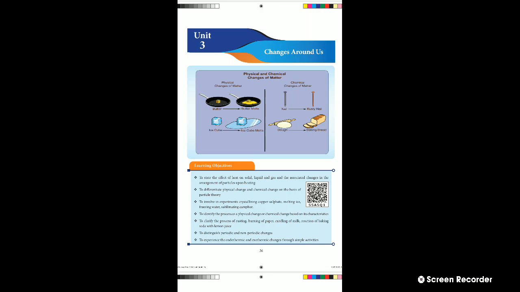So we are discussing the same concept in this lesson: physical changes and chemical changes of matter. So what are physical changes and chemical changes? If you simply explain what a physical change is, it is a reversible process.